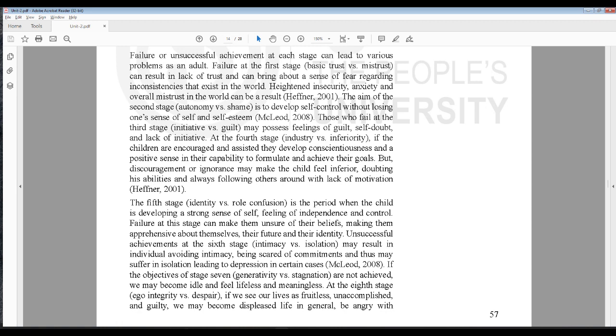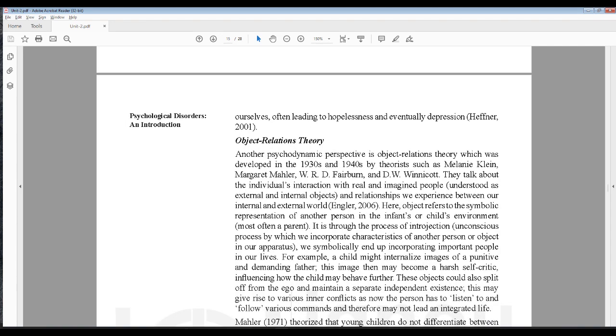MacLeod, 2008. If the objectives of stage 7, generativity versus stagnation, are not achieved, we may become idle and feel lifeless and meaningless. At the eighth stage, ego integrity versus despair, if we see our lives as fruitless, unaccomplished, and guilty, we may become displeased with life in general, be angry with ourselves, often leading to hopelessness and eventually depression.